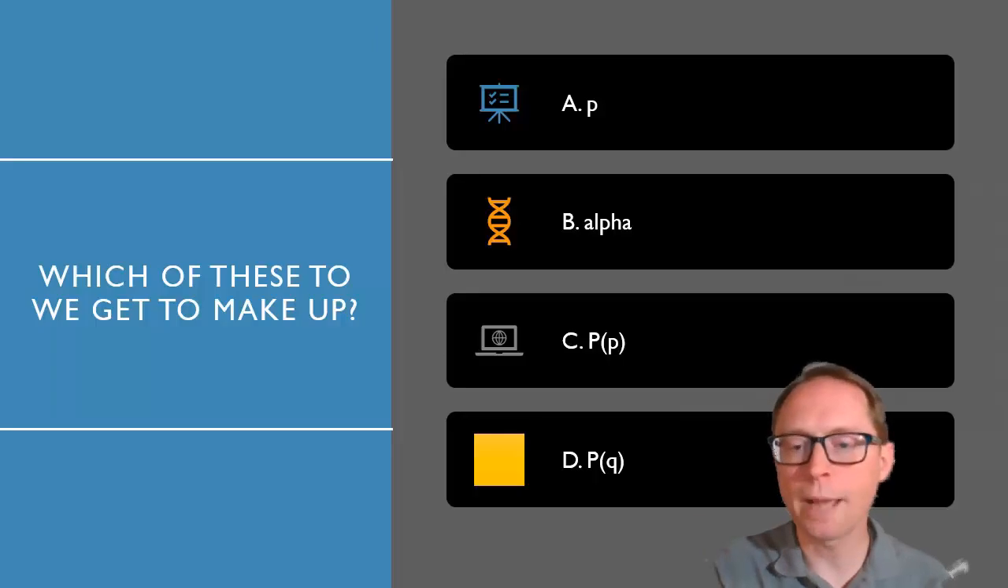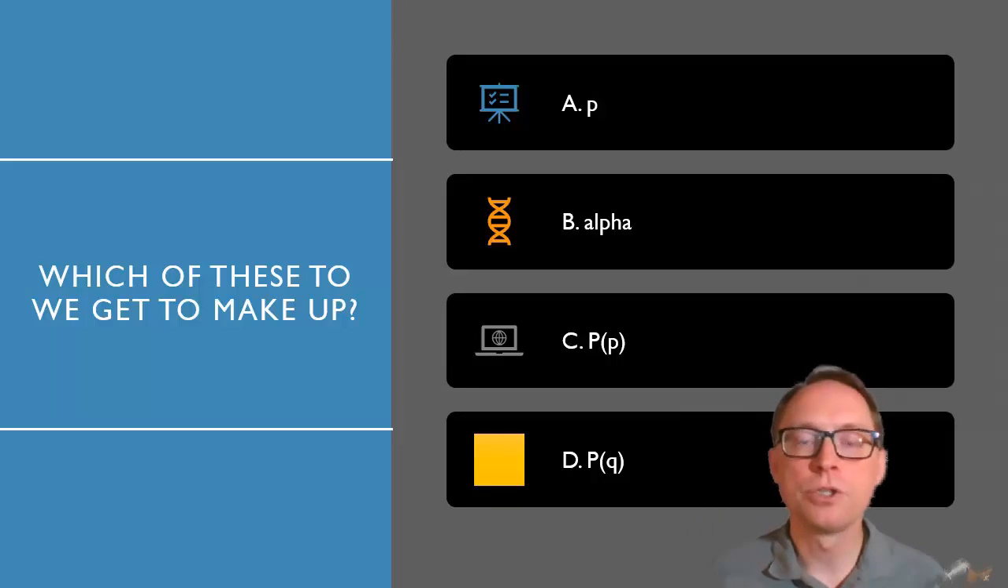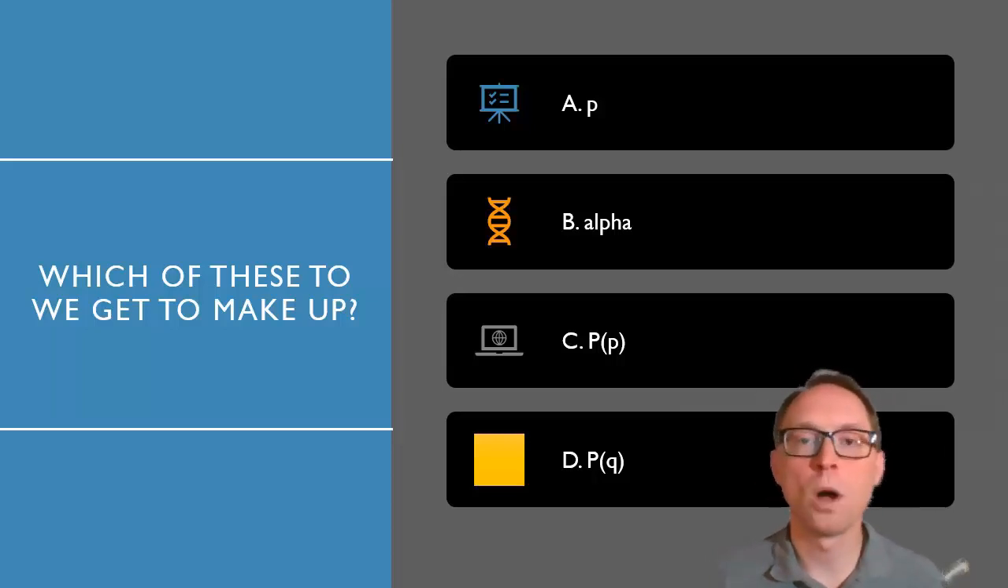All right. Let's ask you this, and then we will be done. Which of these do you get to make up? Which of these do you get to just make up out of your brain? The answer is alpha. You get to make up your alpha. That's the standard you're willing to accept of making a type 1 error, and you get to make that up.